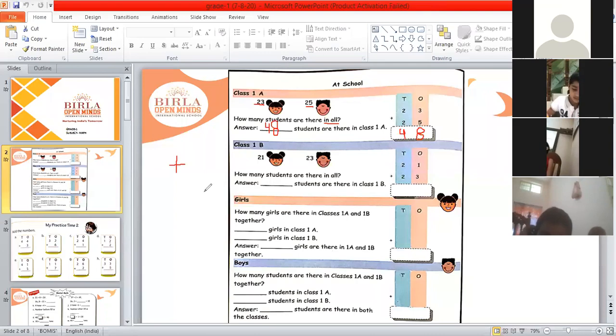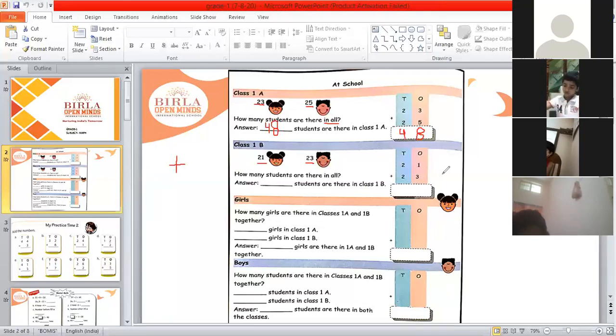Now, children, this was about first A class. Now we will move to first B class. In first B class, there are 21 girls and 23 boys. You all can see in your book. Beside this girl picture, 21 is written and beside this boy picture, 23 is written. Now you have to add these 21 and 23 together.